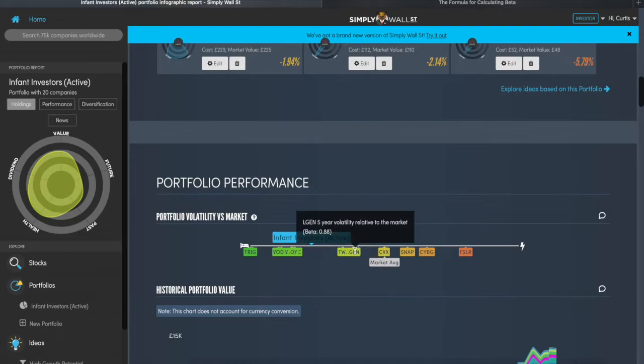Anything that's below is technically less volatile. LGen 0.88, Taylor Wimpey 0.84, Vodafone 0.61, and Trig sitting all the way down here at 0.18. And you can tell by these icons, this is a bed, so this is basically a sleeping, dormant stock, and this is lightning, so it's more volatile. That's the way they've tried to showcase what that effectively means. But I think it's a good secondary metric for you guys to look at.